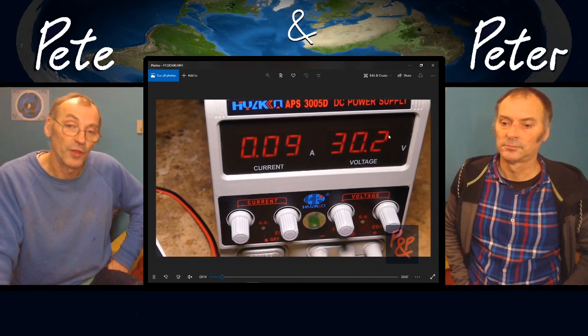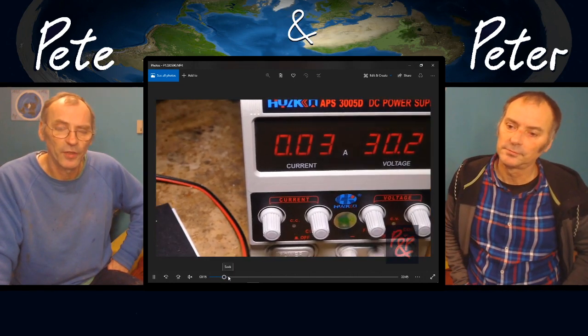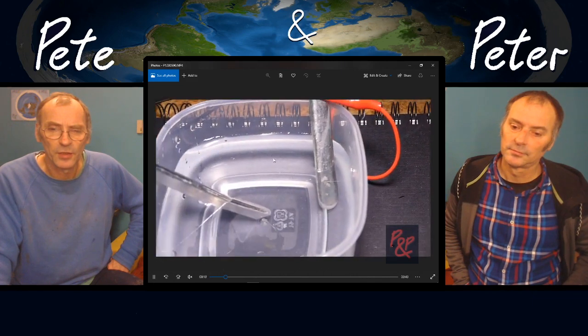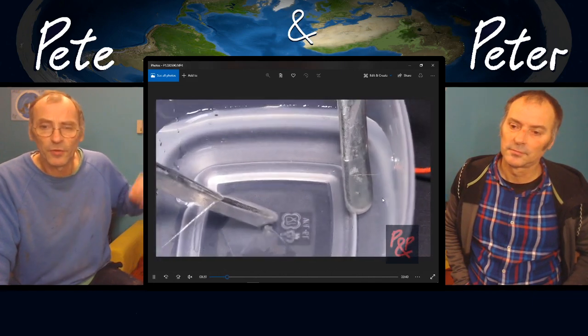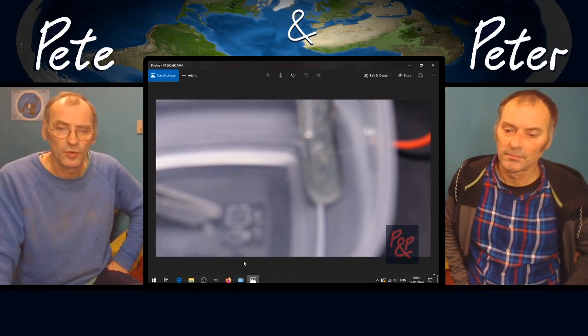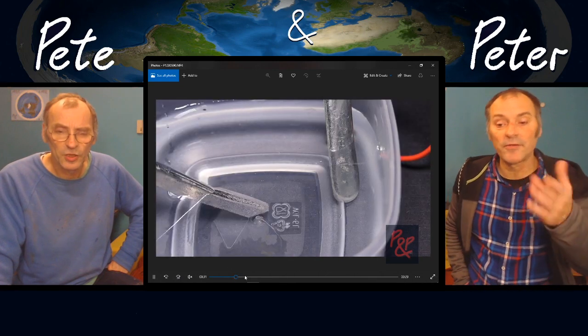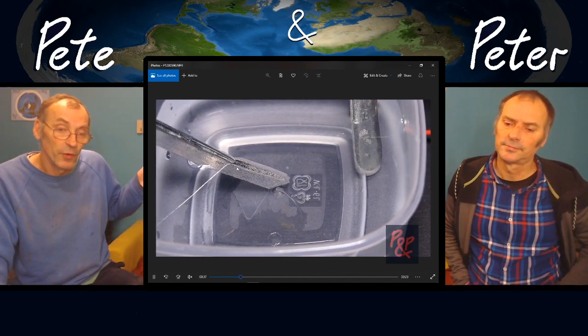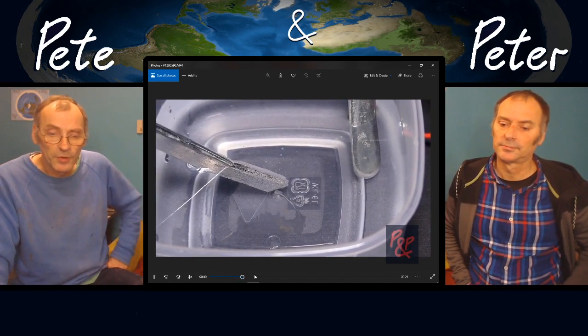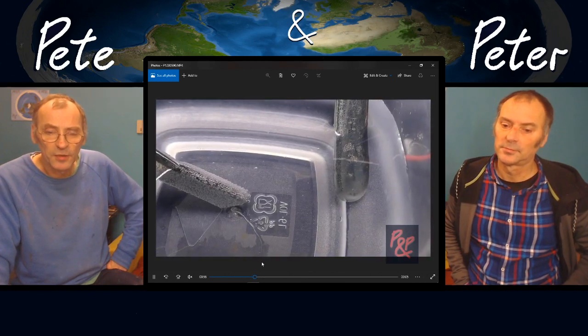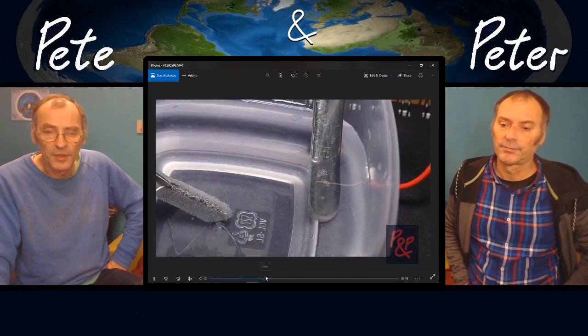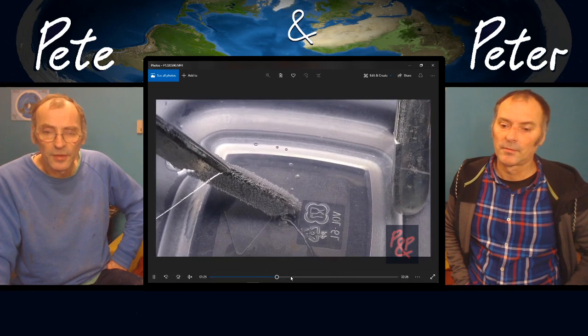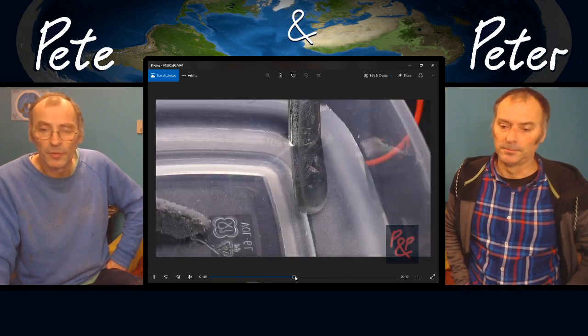So we've got just over 30 volts there, with the cathode on the left and the anode on the right. We're zooming in. Everyone should know that the anode will decompose. And we're seeing bubbles coming off from the cathode. You can clearly see the bubbles there.